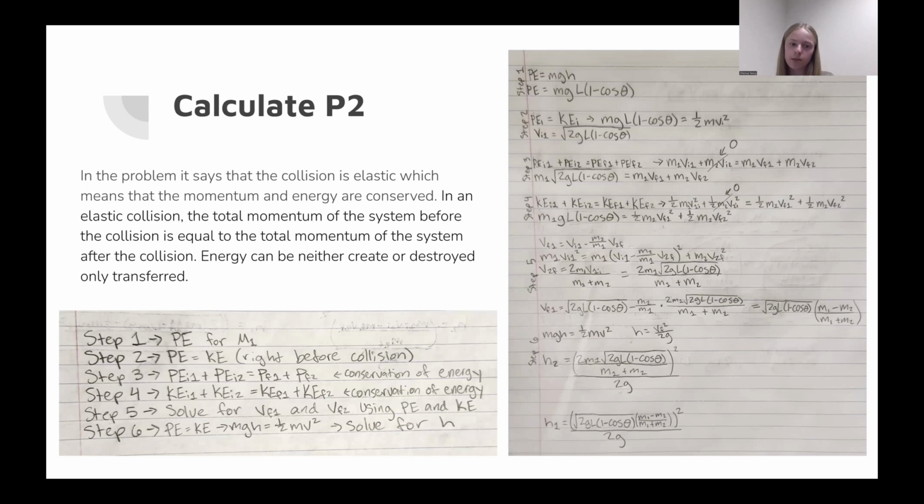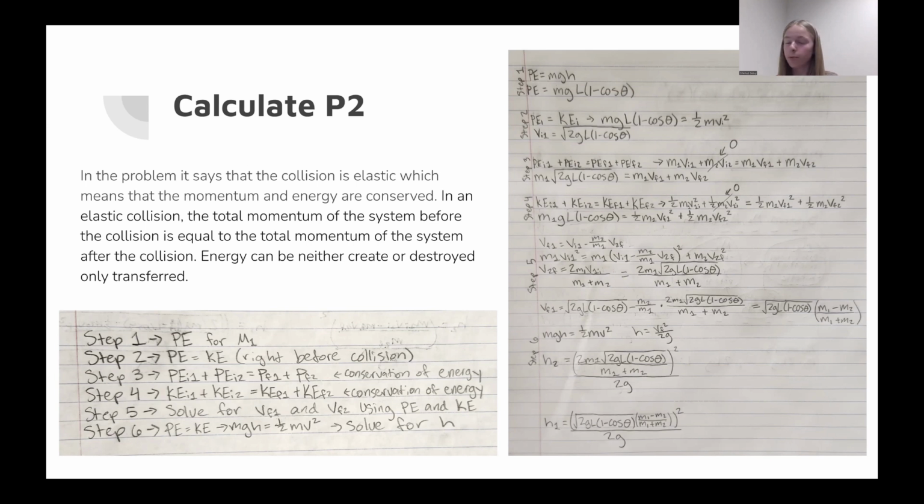So on the bottom left here, we have all the steps that we did. So we started with finding potential energy for mass 1, and then the potential energy for mass 1 equals the kinetic energy of mass 1 right before the collision. And then for step 3, we have conservation of energy for potential energy. So the 2 initial potential energies equal the final 2 potential energies.